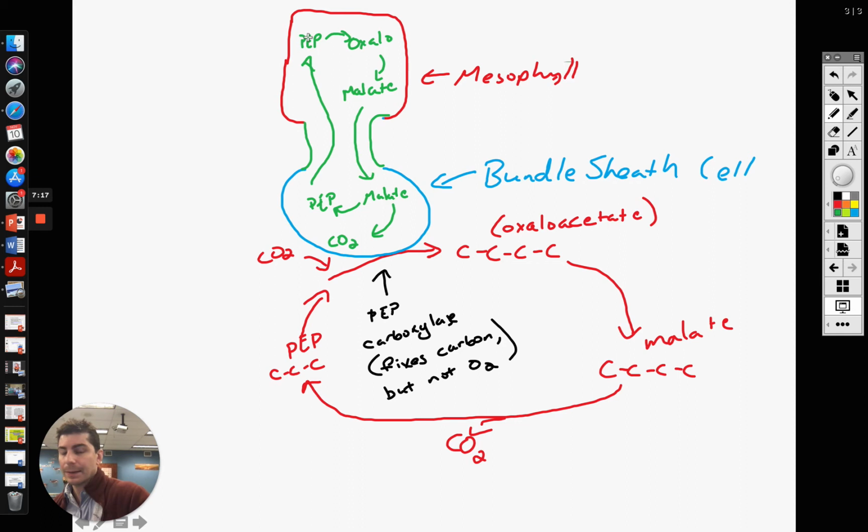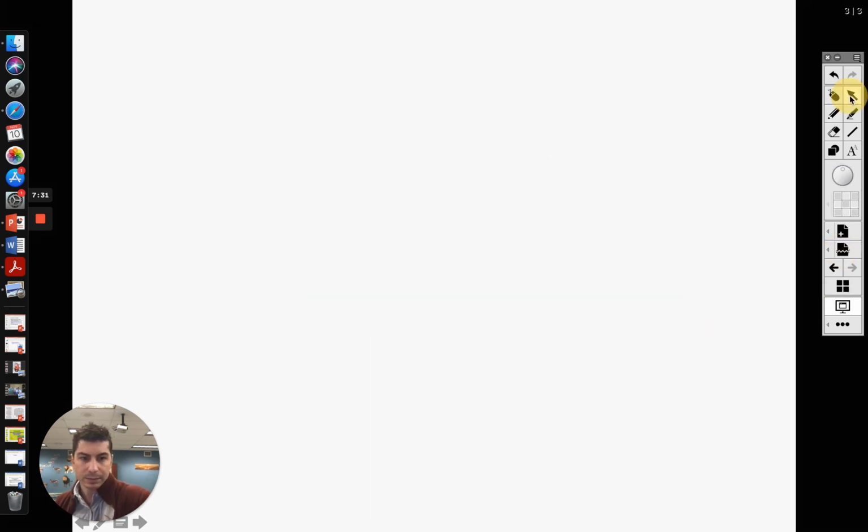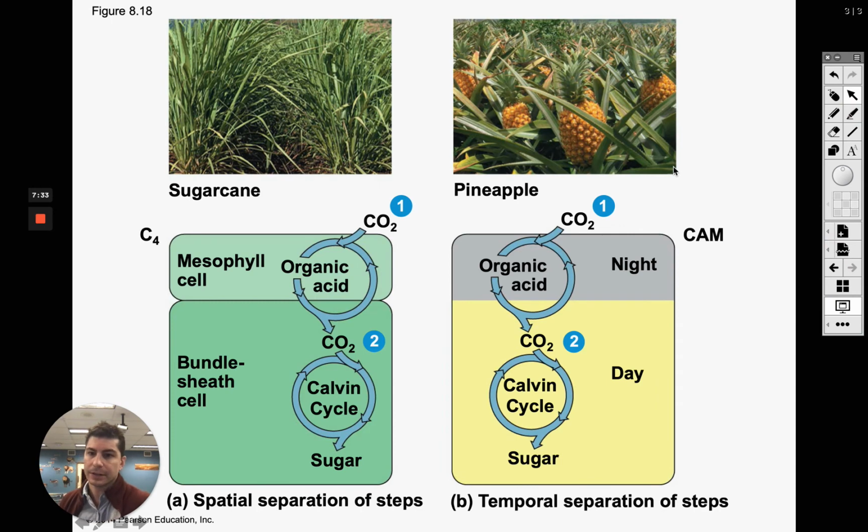PEP's going to go back up, and then that process will continue in order to supply the bundle sheath cells with our carbon dioxide. And that's it for C4 pathways. So again, these are going to be things like corn, sugarcane, crabgrass. Those types of plants are going to go through the C4 pathway. Oh, our lovely pineapples too. We didn't talk about those types of plants yet.